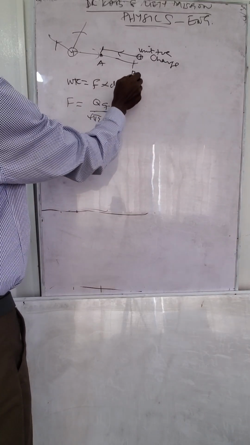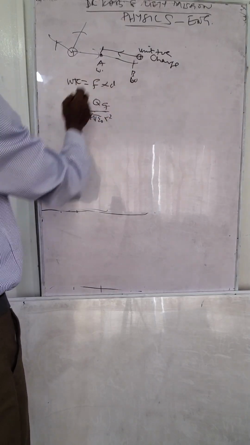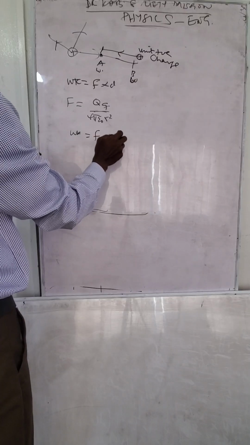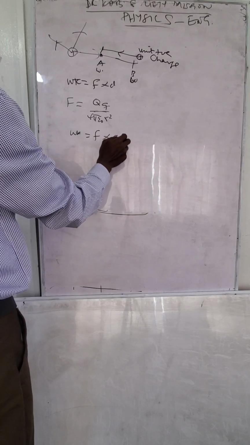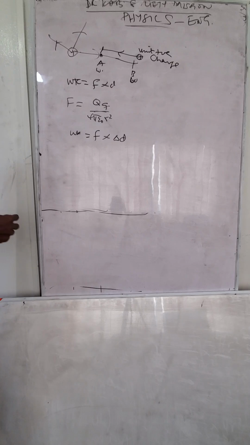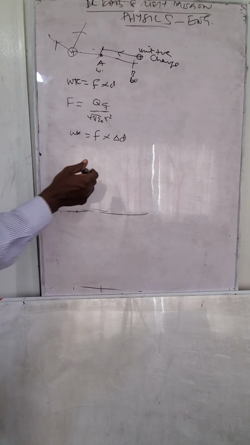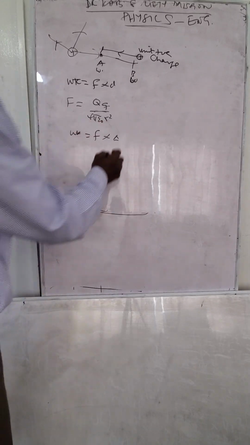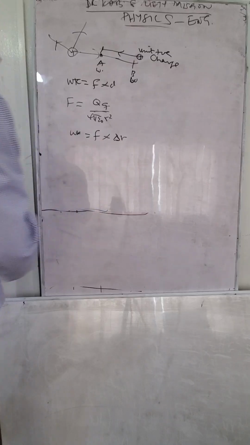There's work done here, there's work done there. So this work done is going to be the force times what? The distance, change in distance. Okay, so let me make it d, something like that. Since we are using distance here as r, let's use r. That will be it.